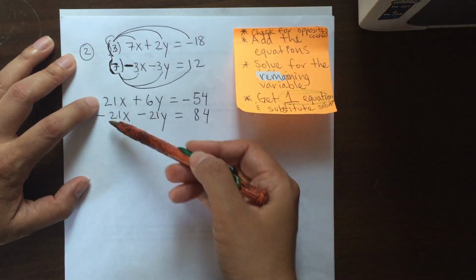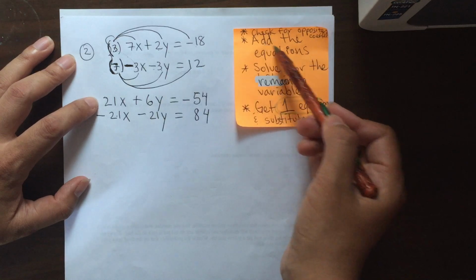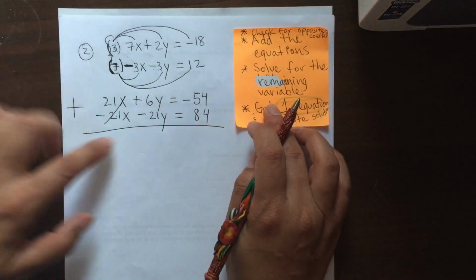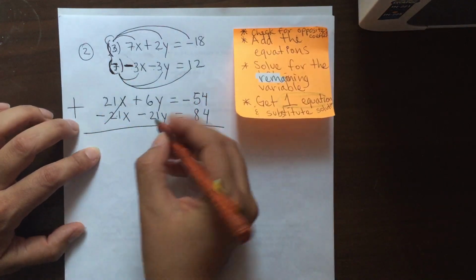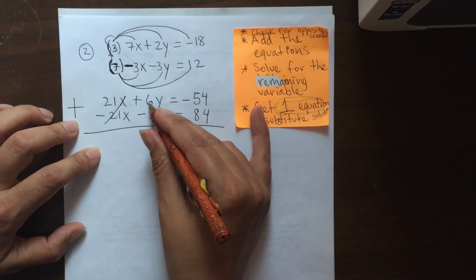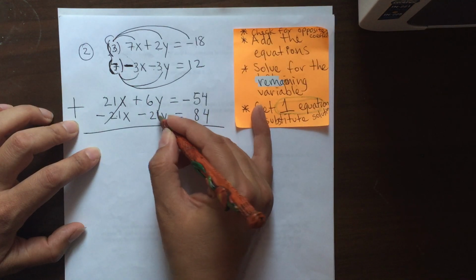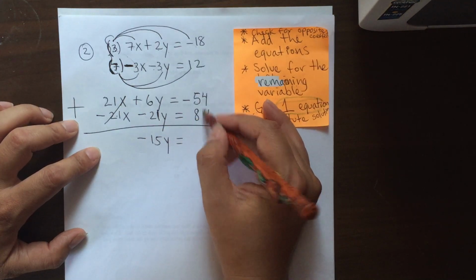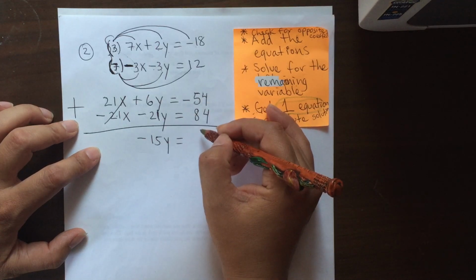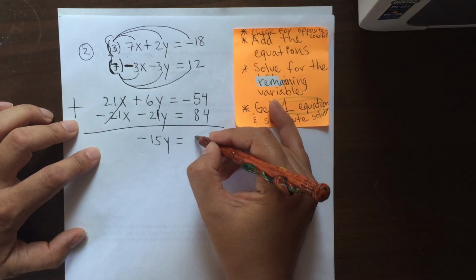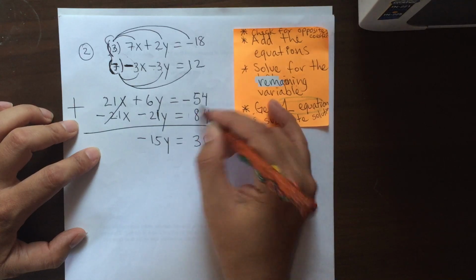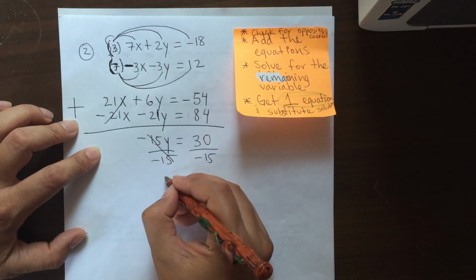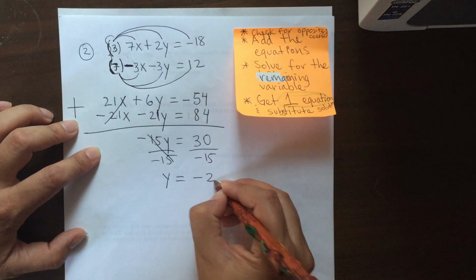Perfect. So now that I have opposite coefficients, I can add my two equations. And so this cancels, and I start solving for the remaining variable. So 6y minus 21y is negative 15y equals, if I subtract and leave the sign of the bigger one, 84 minus 54 would be equal to 30, positive because the bigger number is positive. We divide both sides by negative 15, and so y is equal to negative 2.